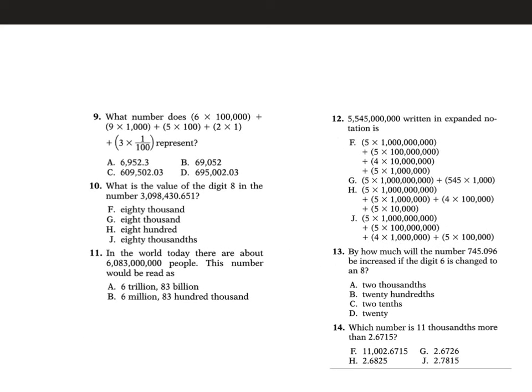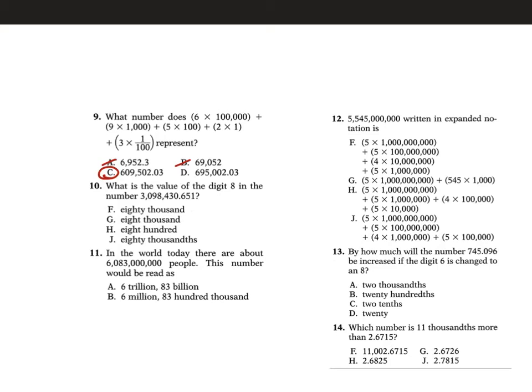For 9, it says what number does 6 times 100,000 plus 9 times 1,000 plus 5 times 100 plus 2 times 1 plus 3 times 1 over 100 represent? Well, the 3 times 1 over 100 is the 3 in the hundredths place value. So B and A would automatically be crossed out. For the 6 times 100,000, that's 600,000. 9 times 1,000 is 9,000. So C would be your answer.